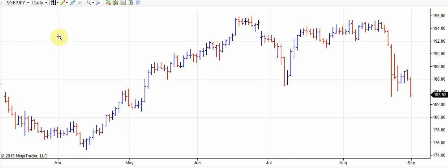So first off, you'll notice that we're looking just at a clean chart. What I mean by a clean chart: there are no indicators here. There's no moving averages, there's no stochastics, there's no noise. We're just looking at price and time. So this to me gives me a clear view of where the market's headed and where it may be headed next.